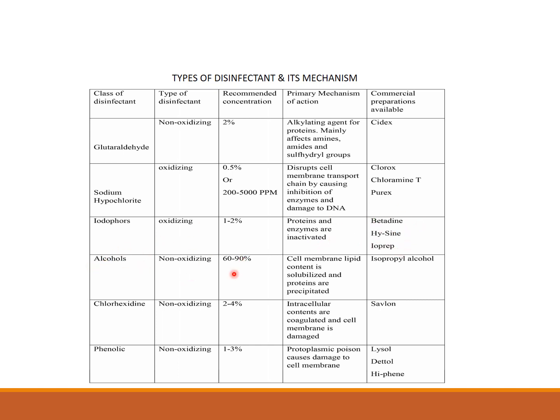Alcohol is non-oxidizing, 60 to 90%. Cell membrane and lipid components are destroyed or precipitated, and isopropyl alcohol is used. Chlorhexidine is non-oxidizing, 2 to 4%. Intracellular contents are coagulated and the cell membrane is damaged. Savlon is a very common example. Phenolic compounds are used, which are non-oxidizing, 1 to 3%. They damage the cell membrane. Lysol is a very common example.